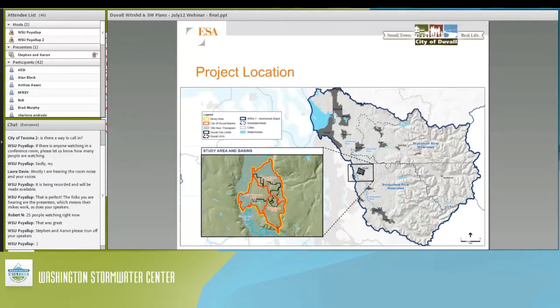So the city of Duval is located in the Snohomish Raya 7. It's on the lower Snoqualmie River, relatively close to the King County Snohomish County line.